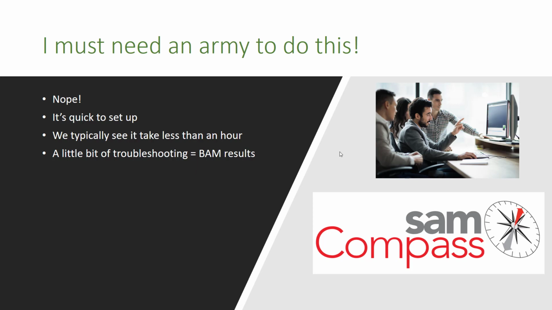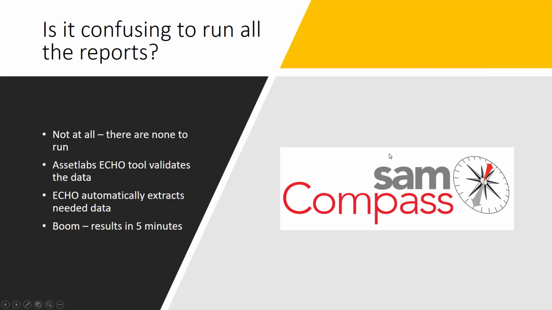We use the Asset Labs Echo tool to validate the data and ask them to make a few changes. So there's a little bit of troubleshooting back and forth there, but it was pretty quick, about an hour overall. What about having to run all kinds of reports out of the map toolkit to get the data? Nope. We don't like their reports anyways. Ask me someday why I think they're wrong. Anyway, with that Echo utility that I just mentioned from Asset Labs, free as part of the SAM Compass service, the data automatically gets extracted from Map. 5 minutes after that, you can be in the portal that I showed you and visualizing your own data.